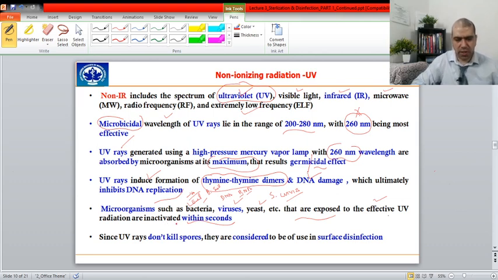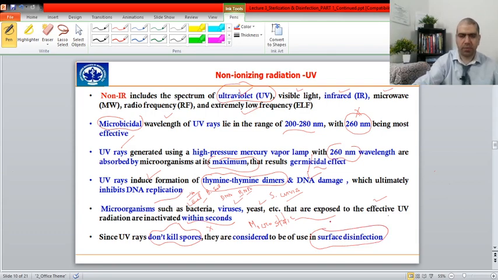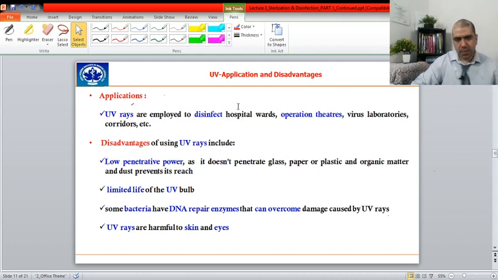Since UV radiations are not able to kill the spores, what we can say is UV radiations are not cidal, they can be static, bacteriostatic or microbistatic. It means it's stopping the multiplication, and it's also not effective against the spores. So as such, we can use it not for sterilization but for surface disinfection, stopping the multiplication of the microbes. Okay, so what are the applications of the UV light?